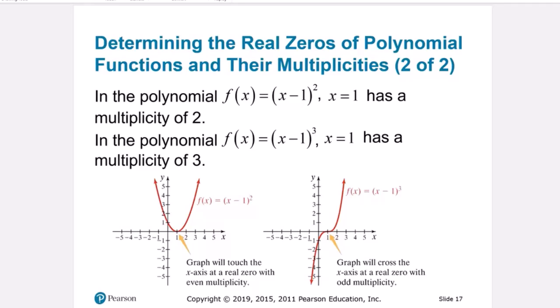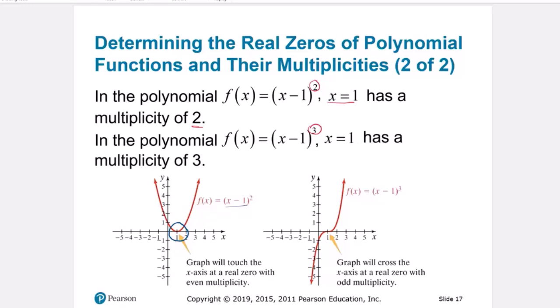In the polynomial f of x equals x minus 1 squared, x equals 1 is my zero. X minus 1 equals 0, so x equals 1. And it has a multiplicity of 2 from the exponent. Here again, I have the same zero at x equals 1, but now we have a multiplicity of 3. If I just circle right around my zero, which is at 1, notice it takes the shape of the parabola. It says graph will touch the x-axis at a real zero with even multiplicity. If you have something that's even, the zero at that position will look like a parabola. It'll bounce off of the axis.